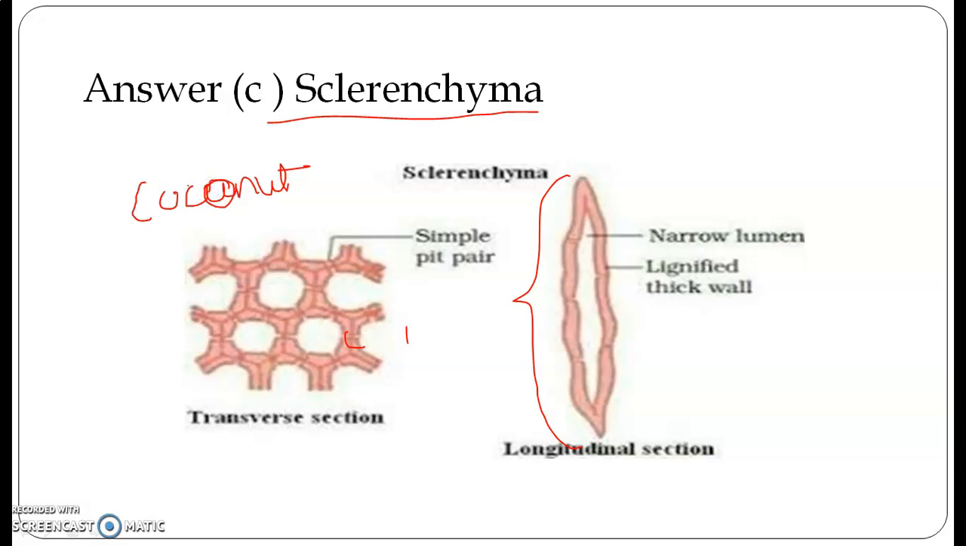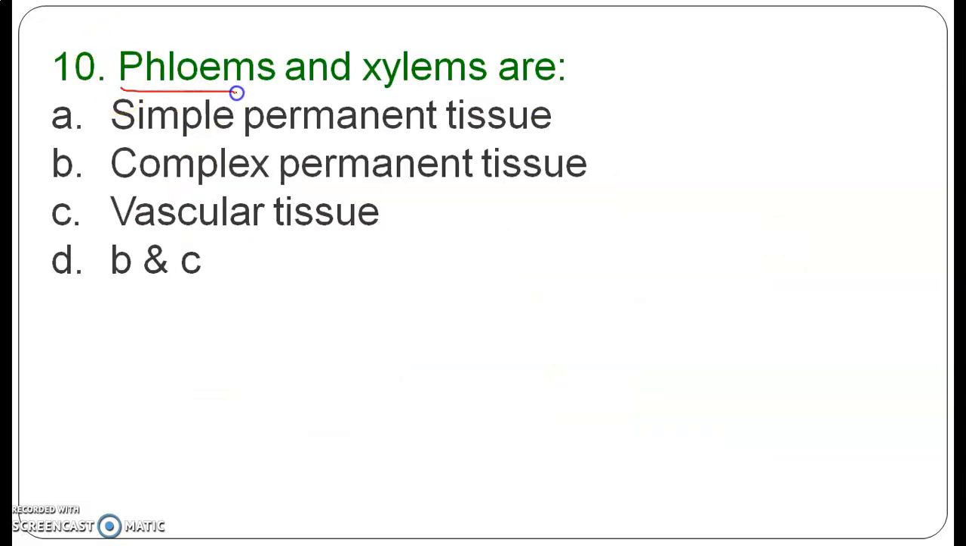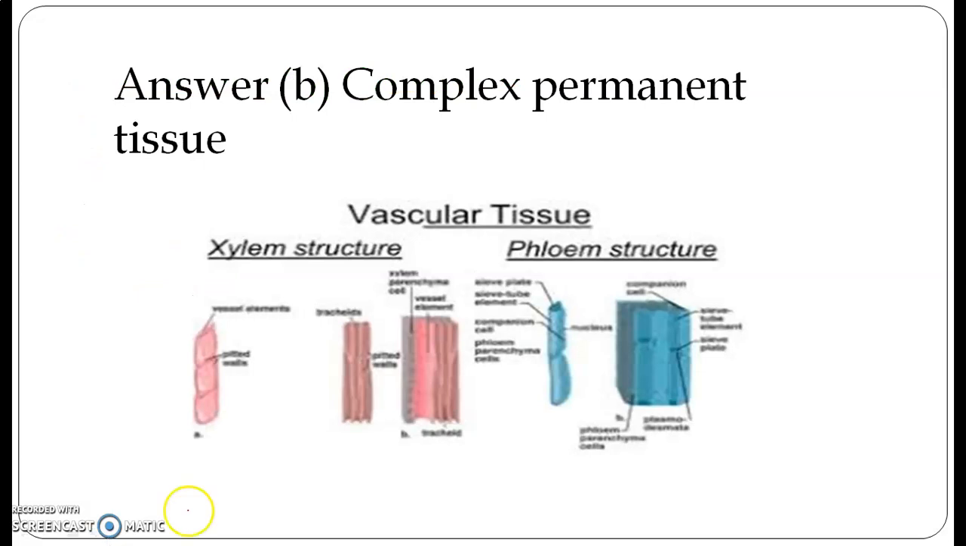Clear? The last question for this video is: phloem and xylem are, and your options are A. simple permanent, B. complex permanent, C. vascular, and D. B and C both. So mark the right answer over here, take your time. The correct answer for this question is option B, that is complex permanent tissue.